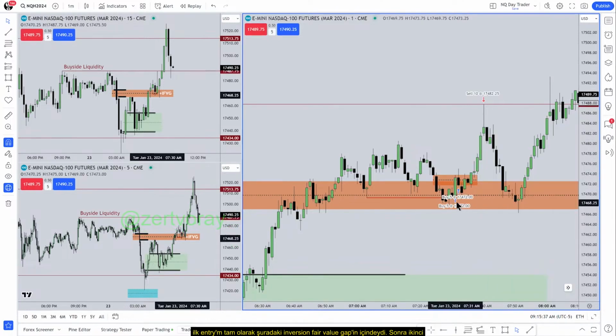There's a trade, and my first entry right there was inside that inversion fair value gap. Then my second entry was right here as we touched the low of that inversion fair value gap. My risk was right below that low. Very, very, very small stop. Now, this is not the time for the run for the day. That's the reason why I only wanted to use 10 handles.